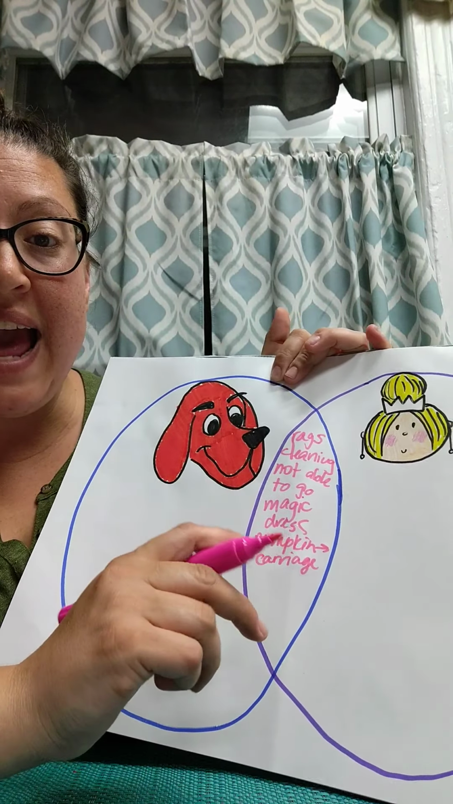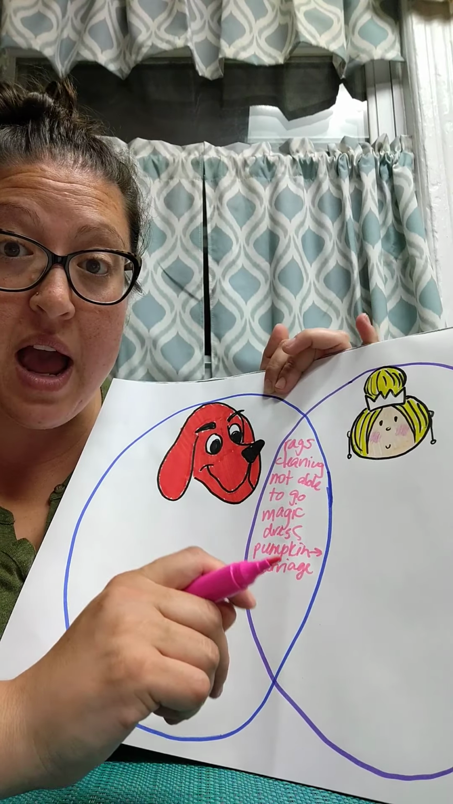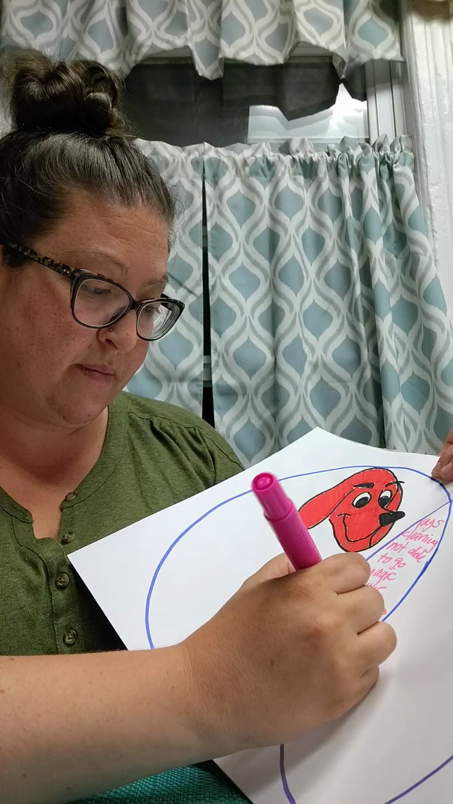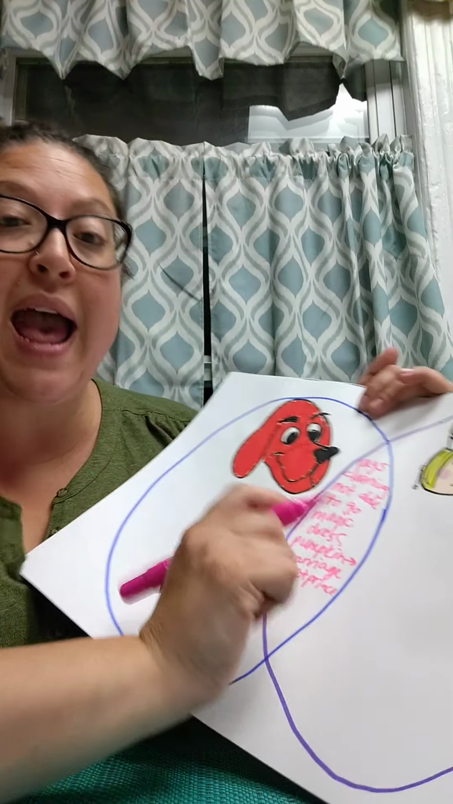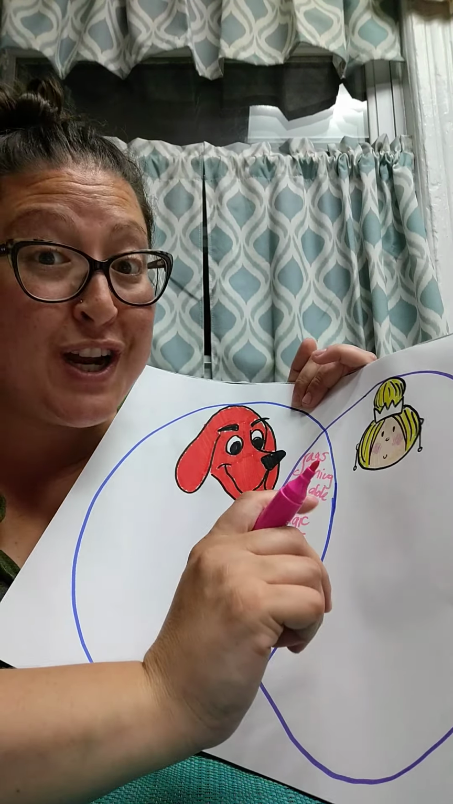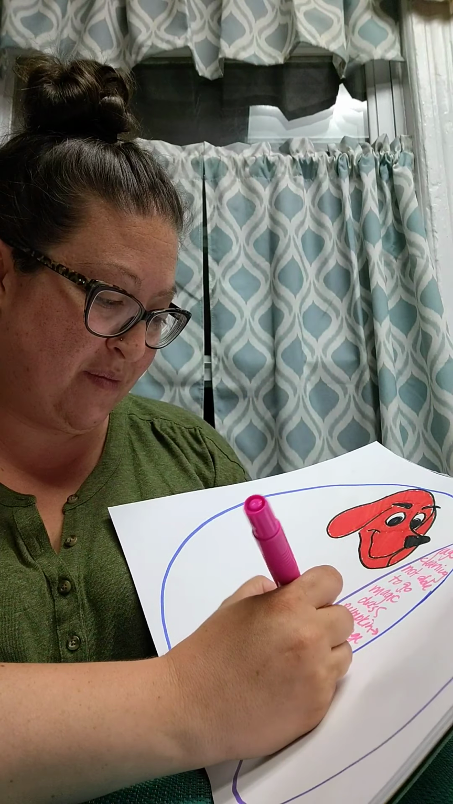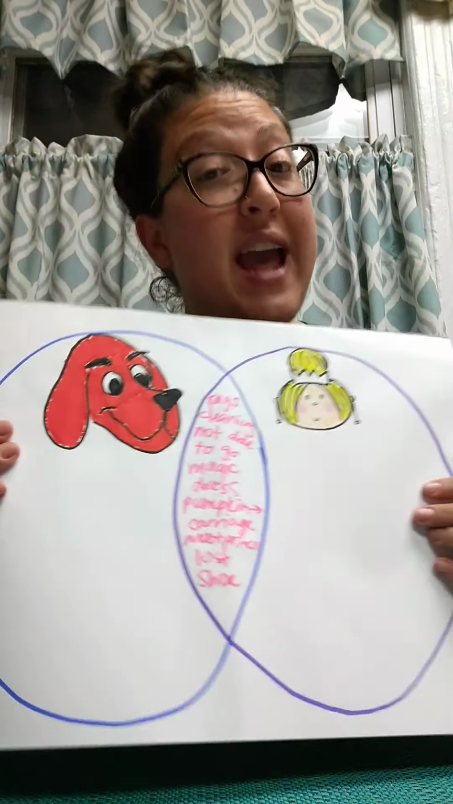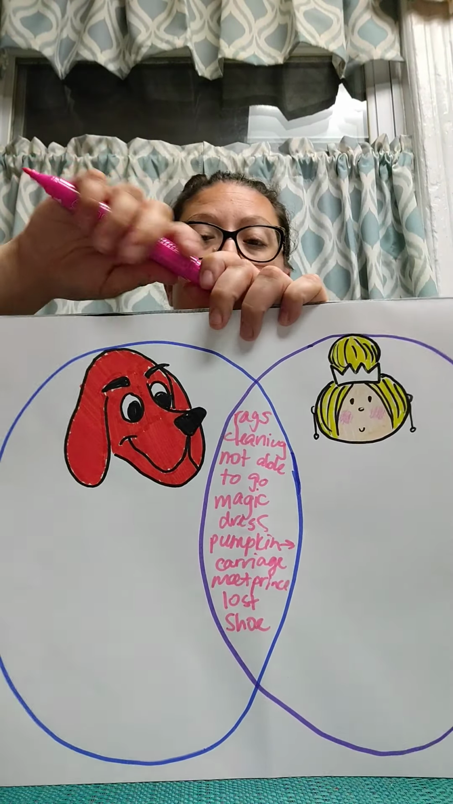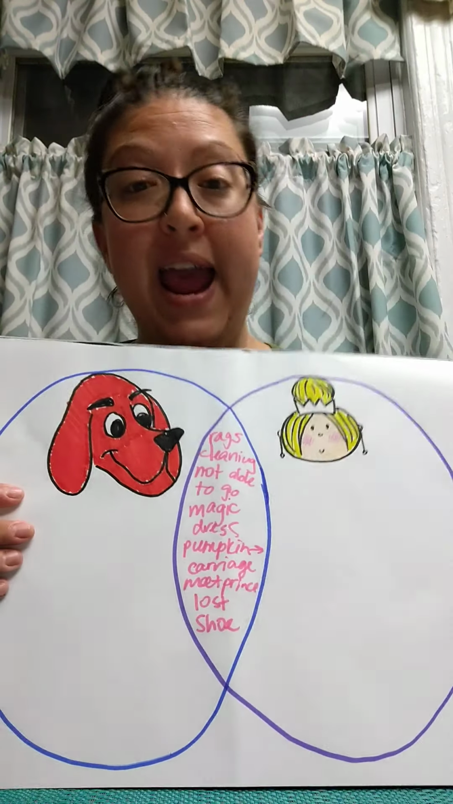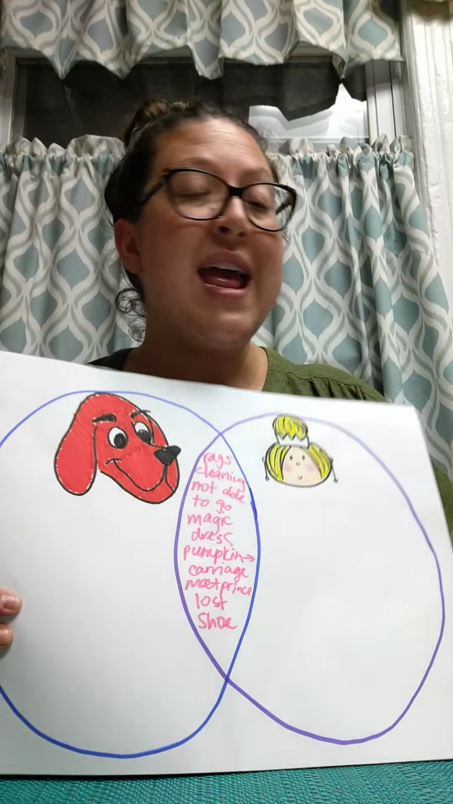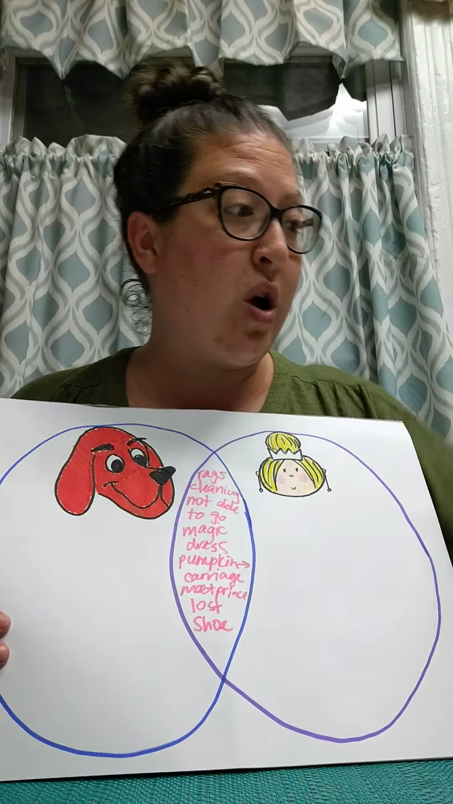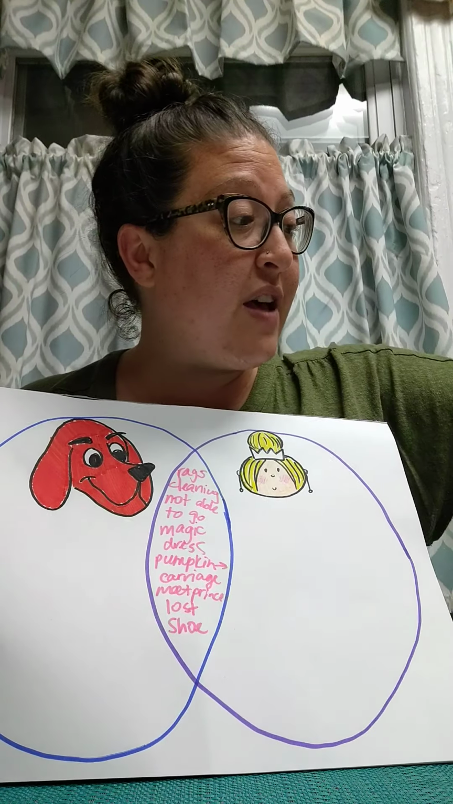Both stories had Cinderella meeting the prince. And both stories had Cinderella losing her shoe. Okay, so they had a lot of things in common that we compared. Those are the things that are the same. Now, let's talk about some of the things that were different with the two stories. They did have a lot of differences.